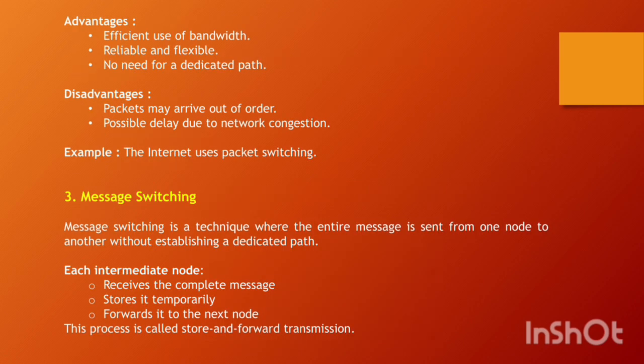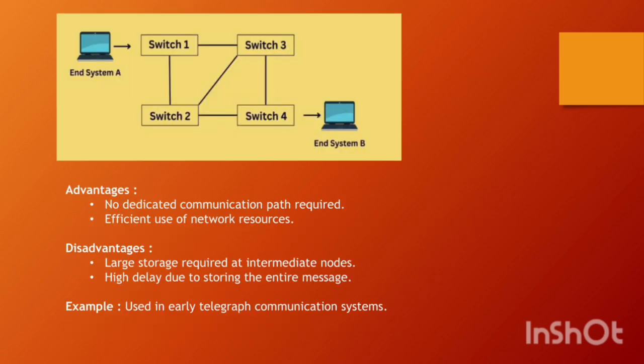Message switching is a technique where the entire message is sent from one node to another without establishing a dedicated path. Each intermediate node receives the full message, stores it temporarily, and then forwards it to the next node. This process is called store and forward transmission. However, this method can cause delays because the entire message must be stored before forwarding.